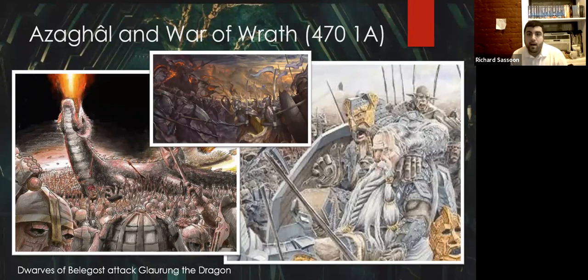However, you can see Azaghal, in the lower right-hand side. He is the king of the dwarves of Belegost, and he is renowned for his heroism. Specifically, because the dwarves are made of stone in the mythology, they can withstand high temperatures, and their armor is specifically calibrated to protect them. So they are the ones who go after the dragons and are noted by the elves for their heroism. You can see in the lower left-hand side the dwarves of Belegost attacking a dragon.